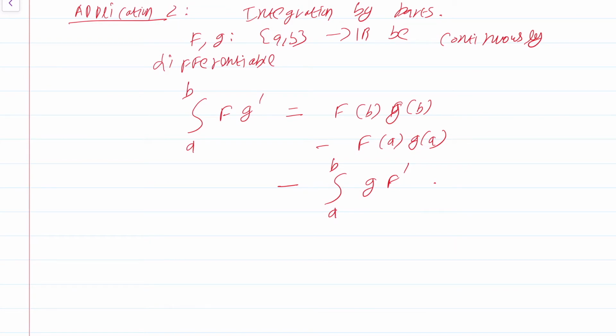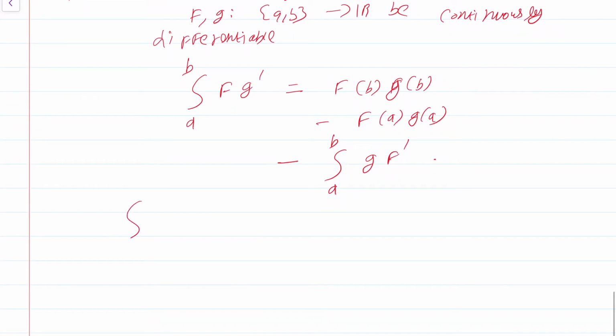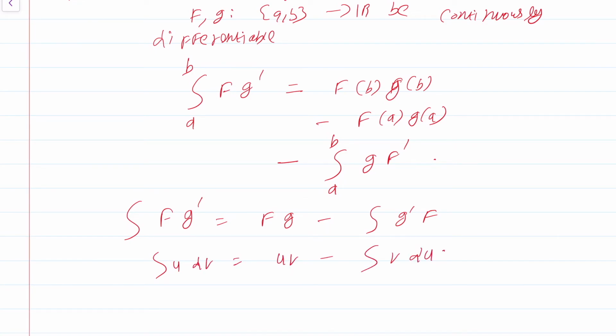If you're looking at this and thinking that it's different from what you saw in high school, the only reason is because in high school you would have seen it in this form: the integral of f g prime is f g minus the integral of g prime f. You would have seen it in this form, or the integral of u dv is uv minus the integral of v du.